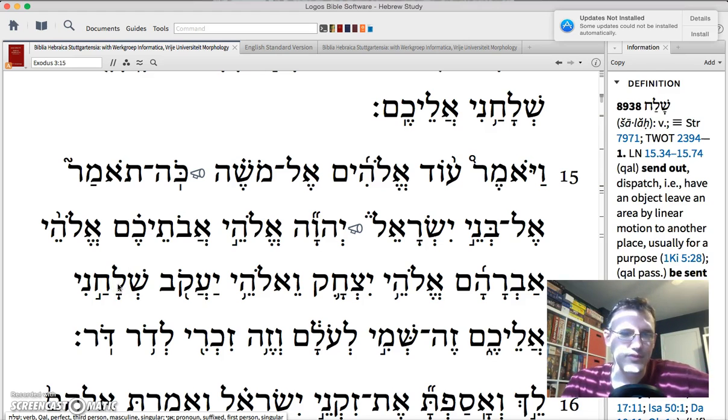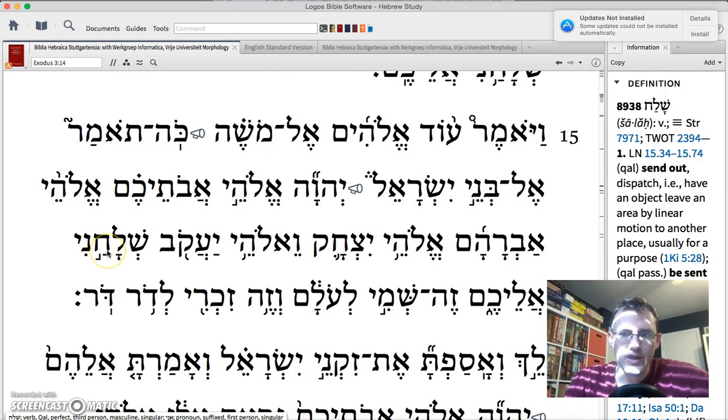Shalachni is what we're looking at here. The reason I wanted you to look at this word is because, yes, we have a Qal perfect, third masculine singular, but more importantly, we have a pronoun suffixed. Now, many of you missed this nuance, and I wanted to bring it to your attention because it's important for translation. So the first thing you need to do is identify what the word means. It's in the Qal stem, and if you look over to the right, it tells you that in the Qal stem, it means to send out.